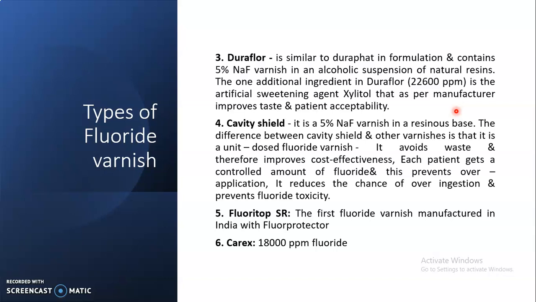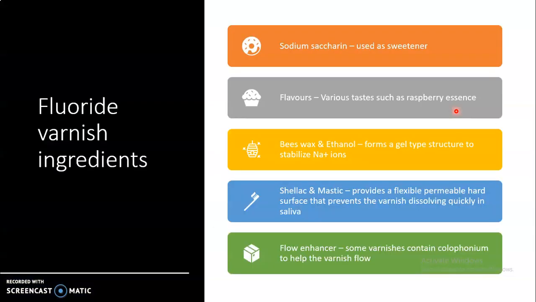The next is called Fluoritop SR, which is one of the products manufactured in India. It is very similar to the Fluor Protector varnish. And there is another varnish called Carex, which has around 18,000 ppm of fluoride. So these are the various types of fluoride varnishes that are used routinely.